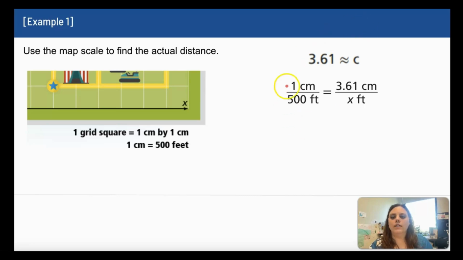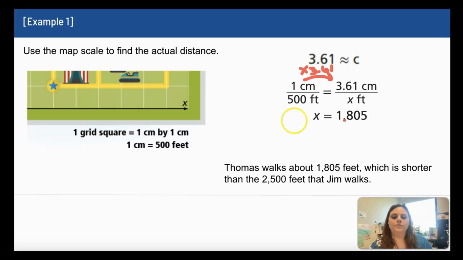To go from 1 to 3.61, we are multiplying by 3.61. So to get our answer, we're going to multiply 500 by 3.61. 500 times 3.61 is 1,805. So it's 1,805 feet directly from tent to tent, as opposed to going the 5 centimeters or 2,500 feet that Jim walks.